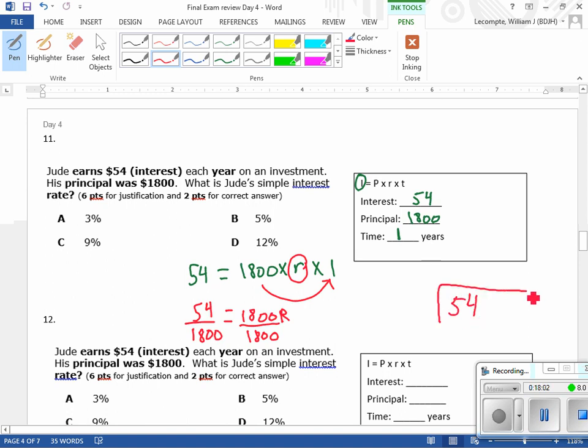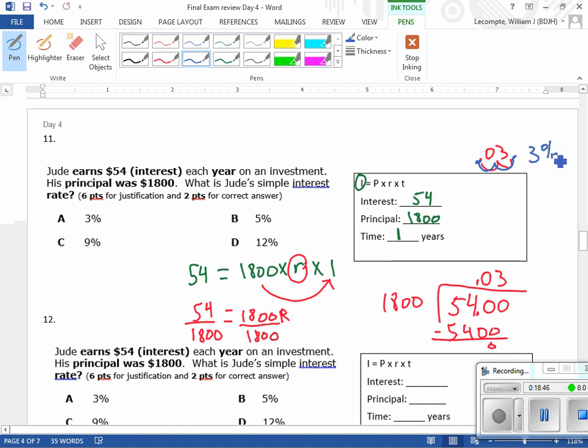So how do I get this? Well, I have to add a 0, and that gives only 540, so I have to add another 0. Okay, and so 1,800 goes into 5,400 3 times. And so I would get 0.03, which, if I move the decimal over twice, 1, 2, that ends up with 3%. And that is answer A.